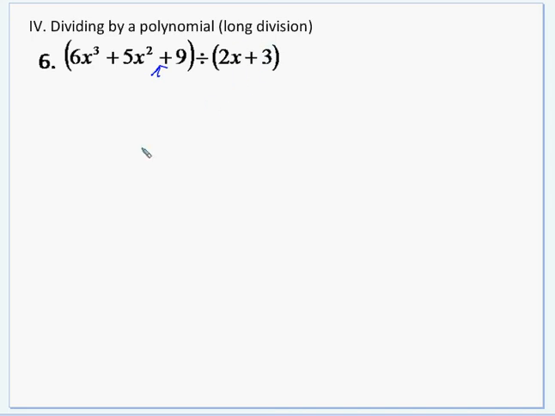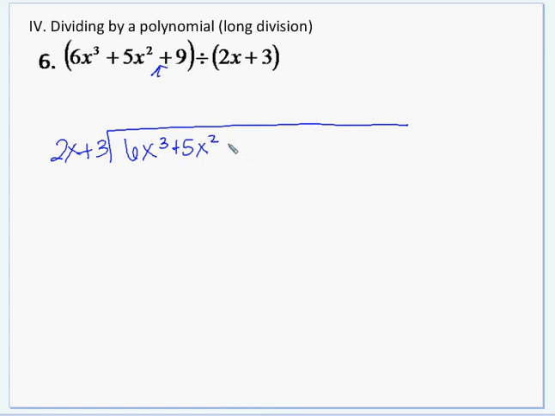So this is going to be out in the front of your division bar. So we're going to have 2x plus 3. Then you're going to draw your long division bar. And we're going to drop all of this down here. So we have 6x cubed plus 5x squared. And then since we're missing that x, you're going to actually just put a plus 0x. So anytime you're missing something, you're always going to put a 0 in there.